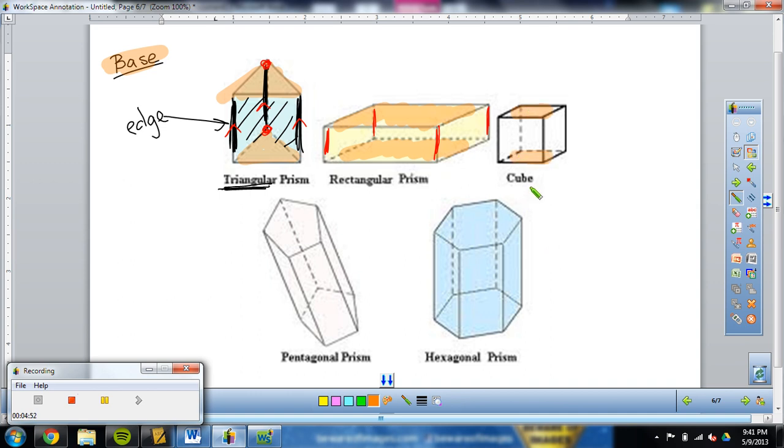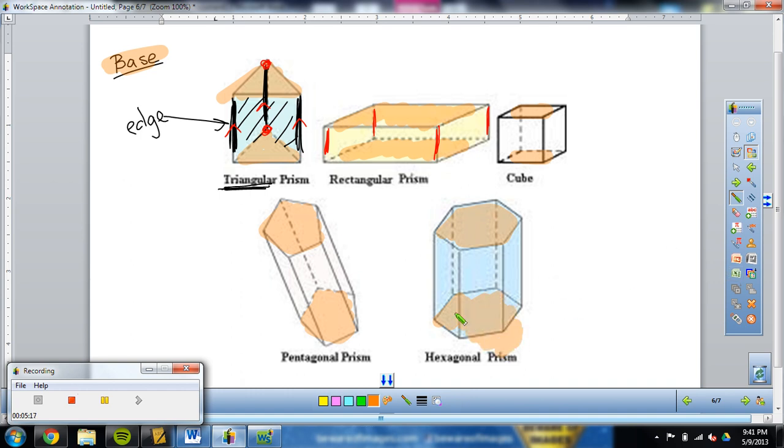A cube is a rectangular prism that has squares for bases instead of rectangles. A pentagonal prism has a pentagon, or a five-sided figure, for a base, and a hexagonal prism has a hexagon for a base.